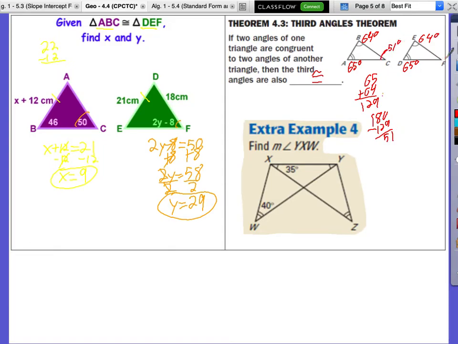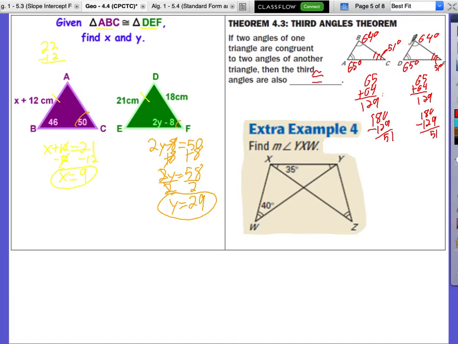How could we find measure angle F? Add these two, subtract from 180. 65 plus 64 is equal to 129. 180 minus 129, what is 180 minus 129? 51. Are these two angles congruent? Yeah. So that's how this works. The two of them are congruent. Well, the third angle only has one choice left to be, right? And they have to be the same choice. So two angles are congruent, the third one has to be.